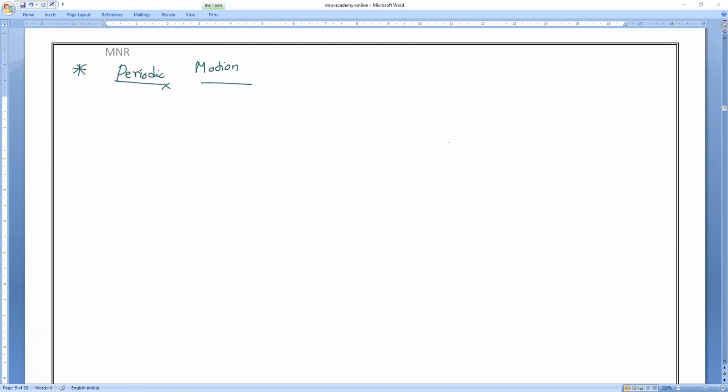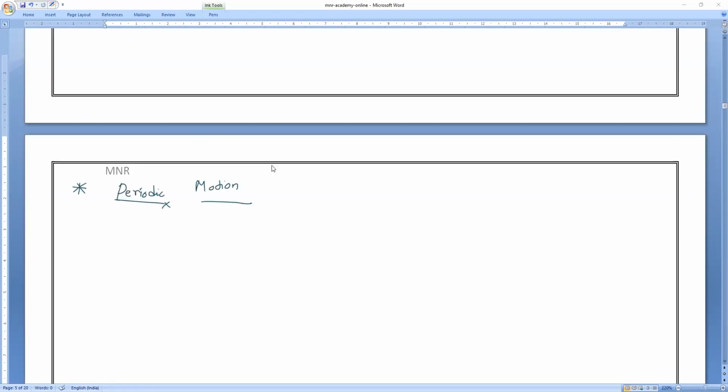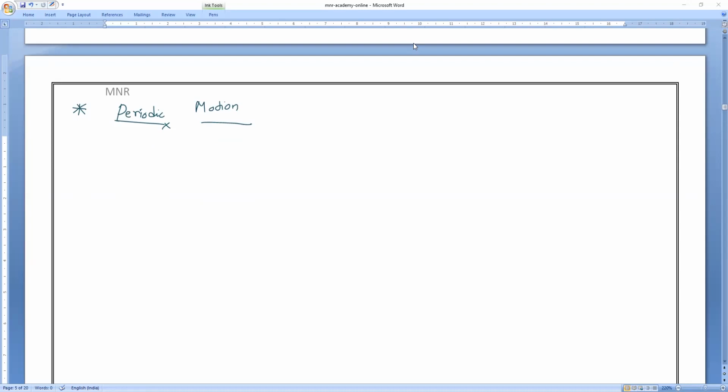If we observe any kind of motion which repeats itself after equal interval of time, it is known as periodic motion. It means the same action is continuously repeating with equal interval of time. So that is the motion we used to call as what? Everybody? All of you? Periodic motion.